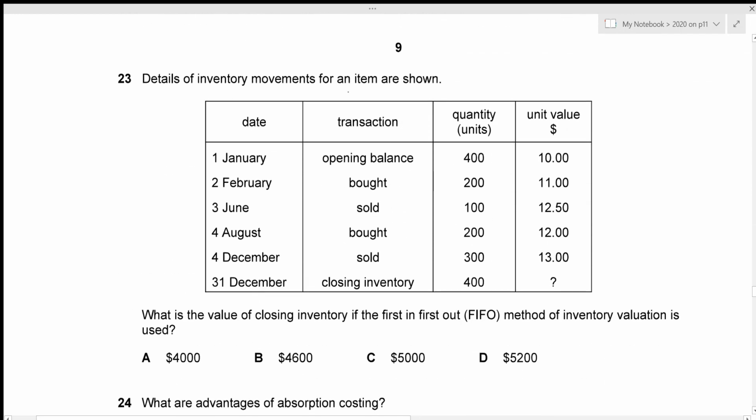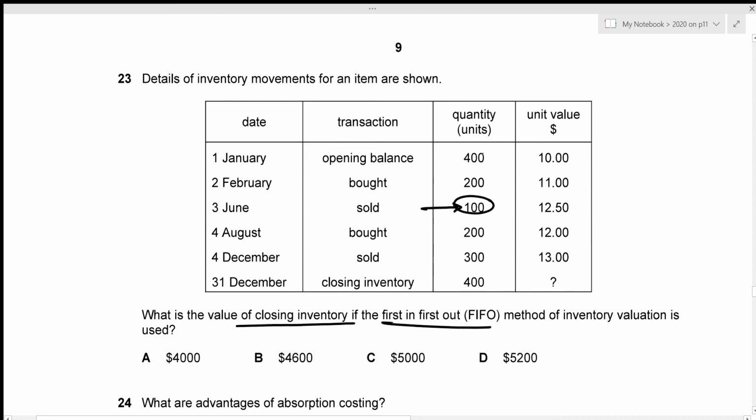Details of inventory movements for an item are shown. Okay, so we are given the opening balance, the bought quantities, and the sold quantities. Alright, then we need to figure out the value of closing inventory if first in first out method of inventory valuation is used. Alright, we have the opening balance of 400. We again bought 200. So this is in fact in addition to inventory and not the reductions. Then we have sold. So we sell 100 units, which means that our inventory will be reduced by 100. And we're talking about FIFO method, which means that we need to reduce this 100 from the first batch bought, which would be the opening balance.